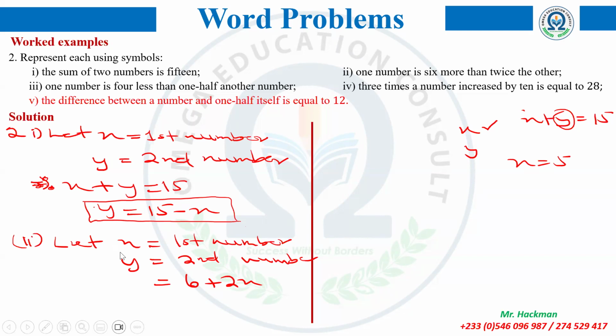So if I know that this is x, then I know the other one, because it will be connected to x with the relationship that I have here. So I know that y is what I'm looking for, and it will be 6 more than twice the other number. The other number that I don't know is x. I hope you are with me. So y will be equal to 6 plus 2 times the other number, and the other number is x, so 2x.